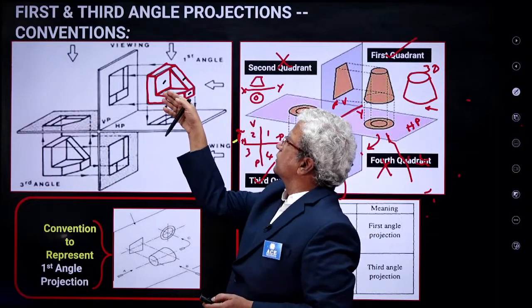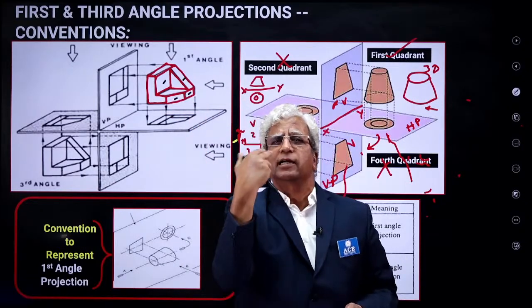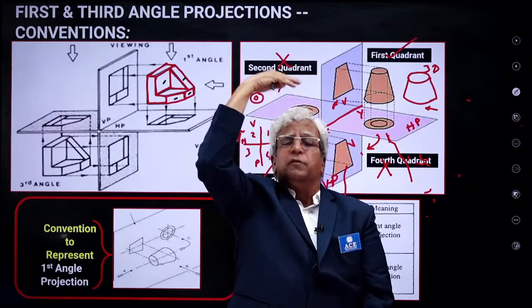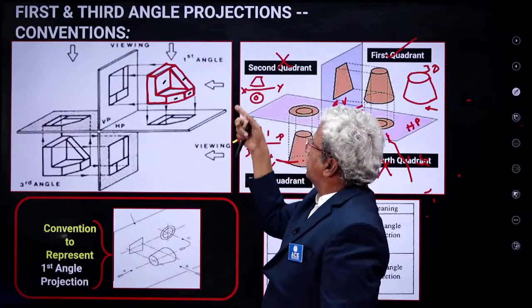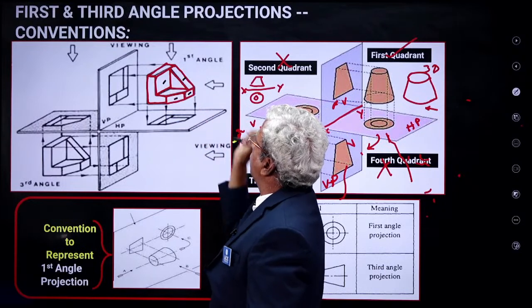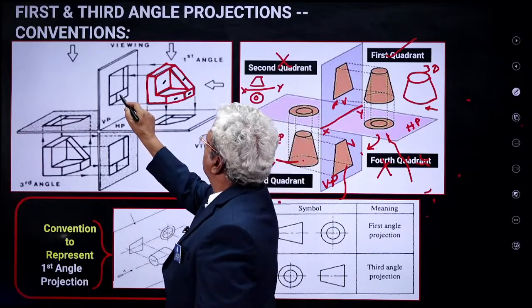Because we are seeing this way. For example, you are seeing me like this. You can see only the front side. You cannot see these sides. You can't see my top. If you want to see my top, you have to go there and look down. Like that. So how many surfaces are we able to see? Four surfaces.